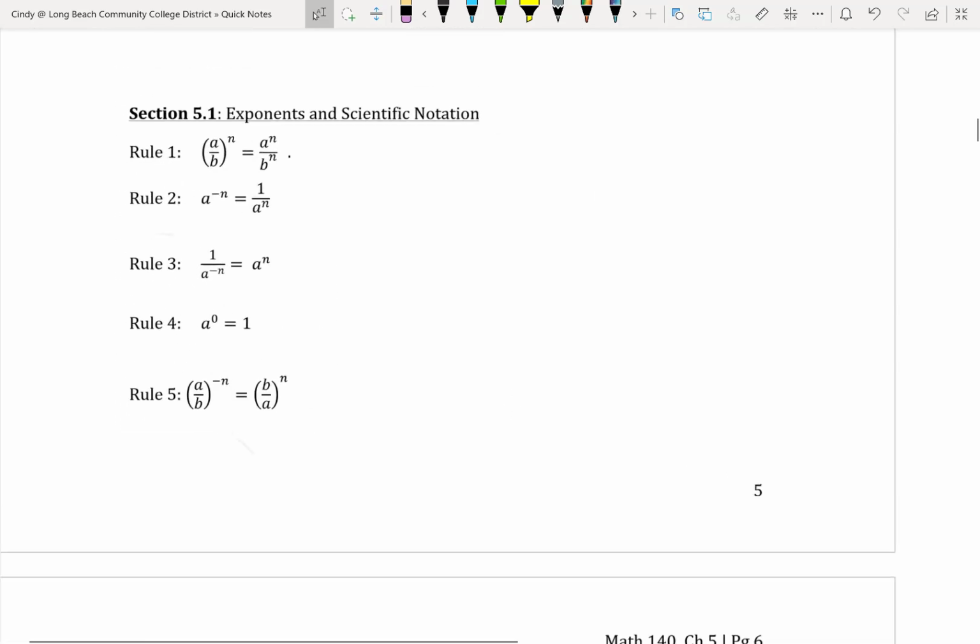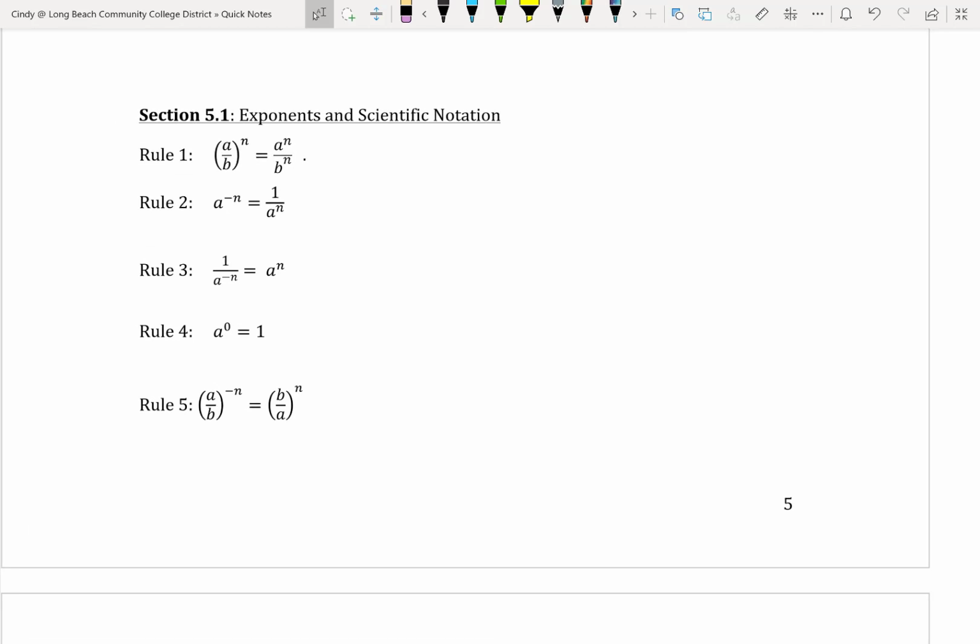Alright, so now we're going to get into section 5.1, which is actually now our rules of exponents. So this is new. So we have our 5 basic rules of exponents. So we know that we can apply these rules and they're always going to work. This is kind of like our laws of exponents, shall we say. So we know that if we have a fraction and it's to the nth power, then that nth power gets distributed on the inside. For example, if I have 2 over 3 to the 5th power, that's really 2 to the 5th over 3 to the 5th. That is how we would use that.